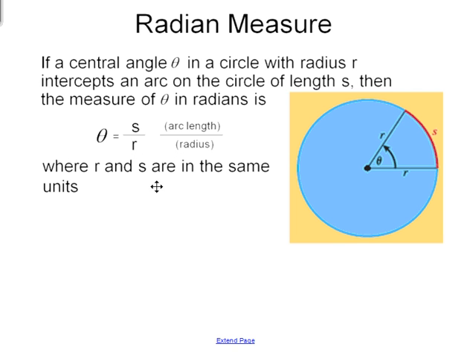Alright, here's the definition of a radian angle measure. If you have a central angle theta in a circle with radius r that intercepts an arc of length s, then the measure of theta in radians is arc length over radius. So what it really is, is this length here on the picture over that length. So it's a ratio of essentially what looks like a pizza slice. And the key thing here is r and s have the same units.